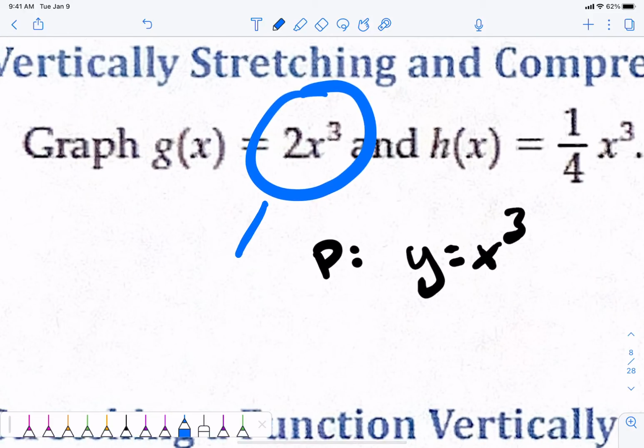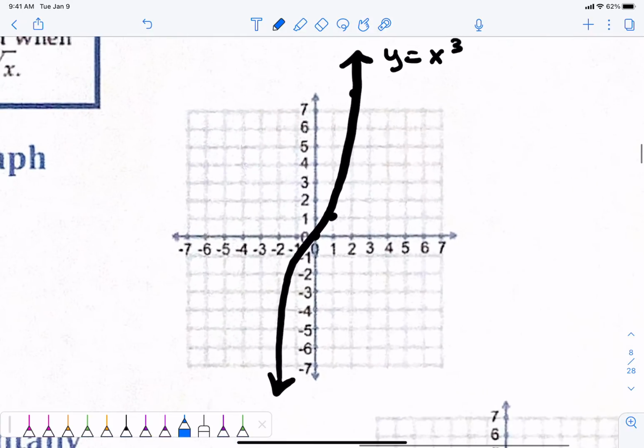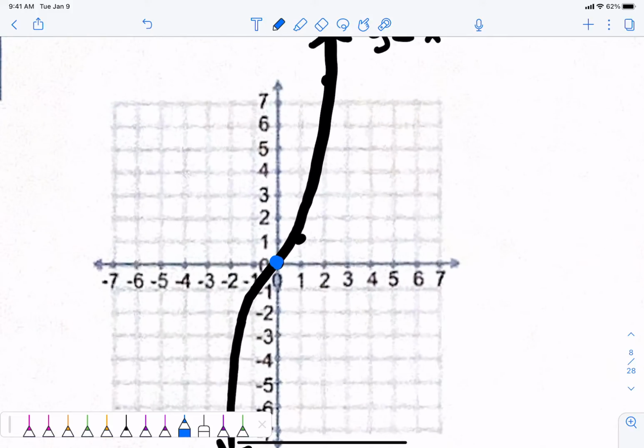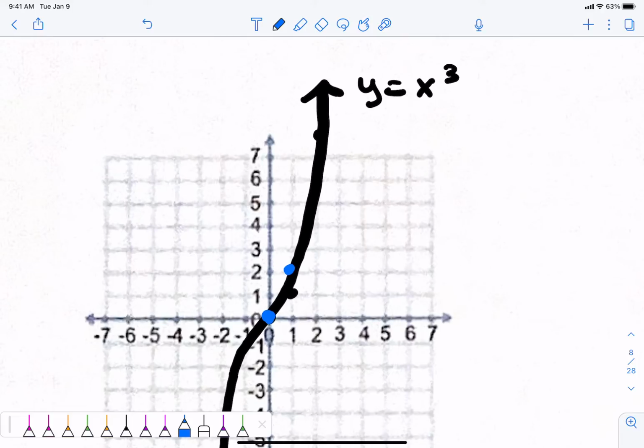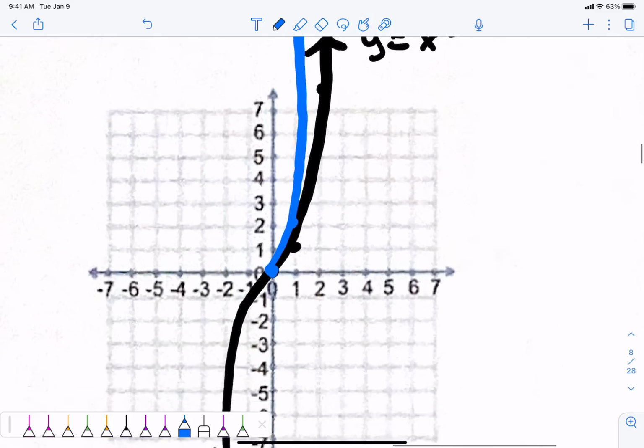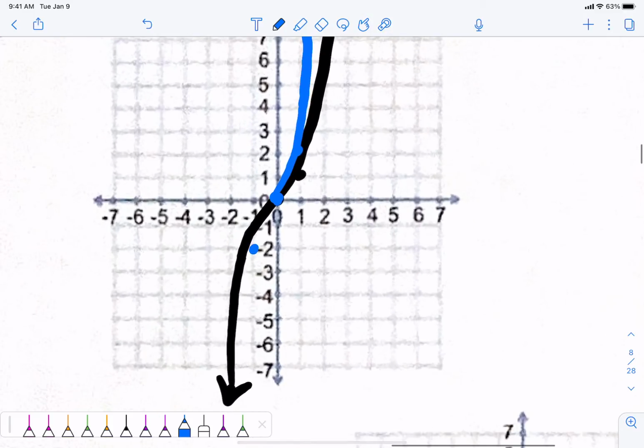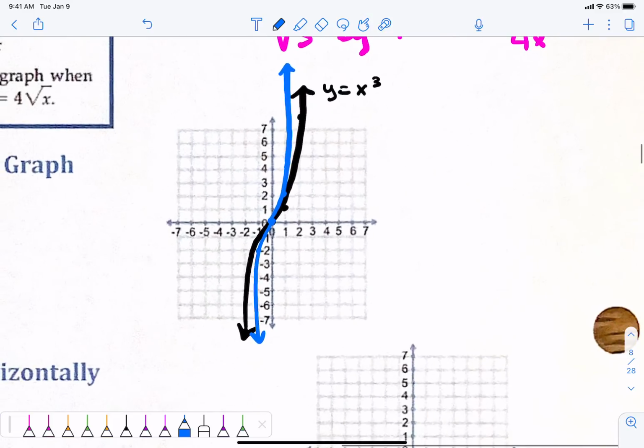Now 2x to the third power. How does that move it? Vertical stretch by 2. So this first point is still going to be at 0, 0. But when I go over 1, rather than going up to 1, I'm going up to 2. Rather than going to 8, I'm going to 16. So it's going to be really tall, going all the way up to 16. And the same thing down here: it touches -1, -2, and goes all the way down to -16. So it's going to be a lot taller than the first one. Does that make sense?